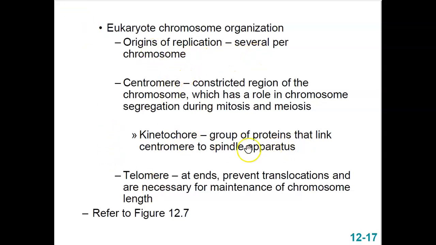Just a few details. Several origins of replication per eukaryotic chromosome. Centromeres are condensed regions of the chromosome which help the chromosome segregate.